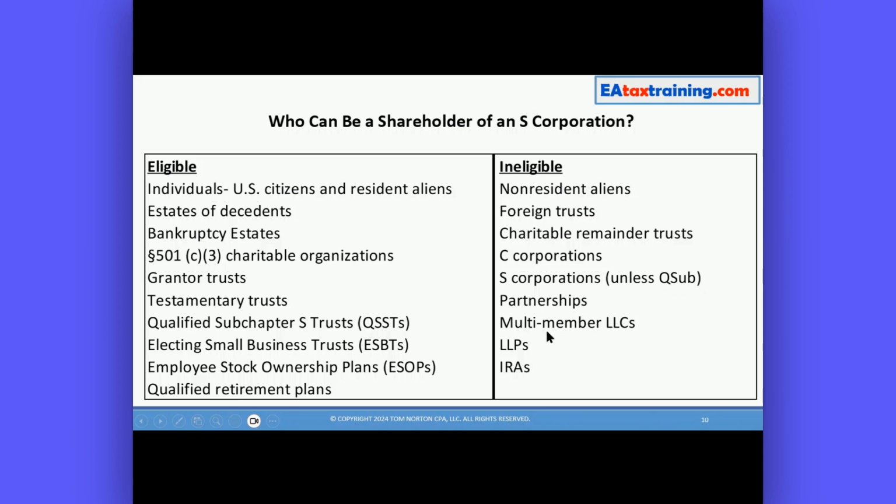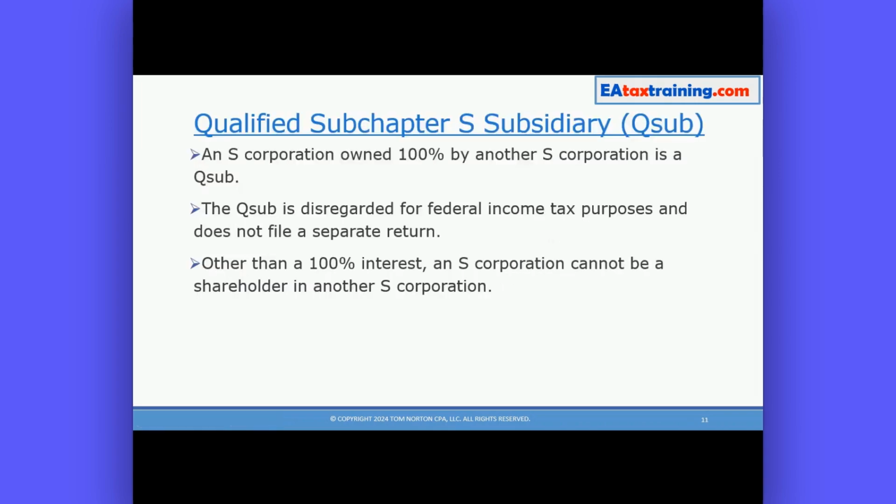Partnerships cannot be shareholders in an S Corp. Similarly, a multi-member LLC cannot be a shareholder. Of course, a multi-member LLC defaults to being taxed as a partnership, so they cannot be a shareholder in an S Corp. A limited liability partnership cannot be a shareholder, and an individual retirement account cannot be an S Corp shareholder. So a qualified retirement plan can be, such as a 401k, 403b, but an IRA cannot be a shareholder in an S Corp. A qualified subchapter S subsidiary, this is that Q sub we're talking about.